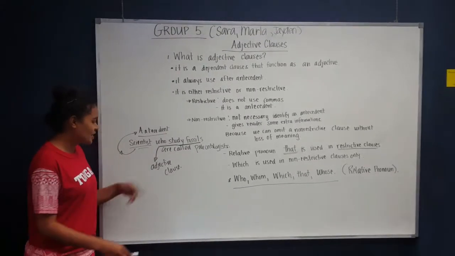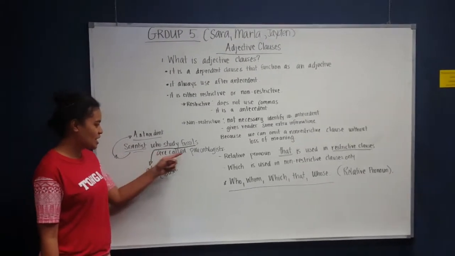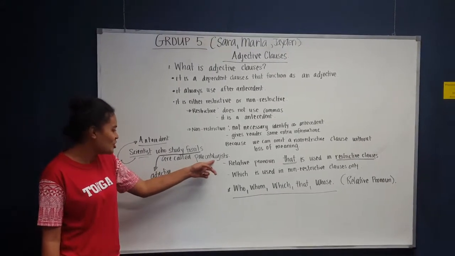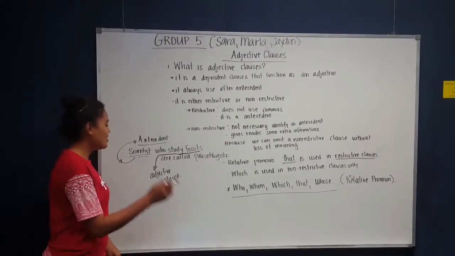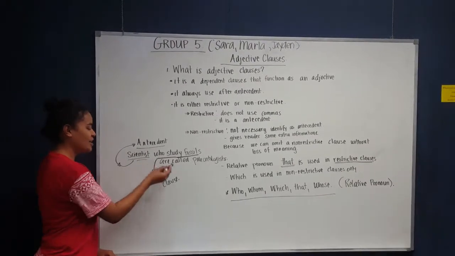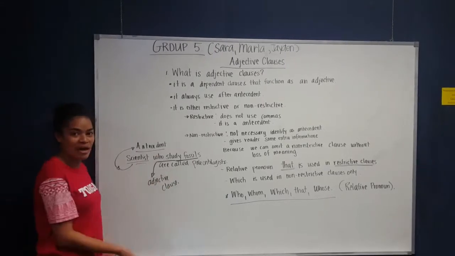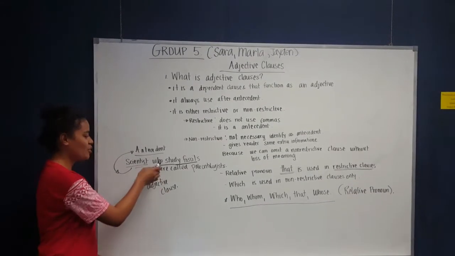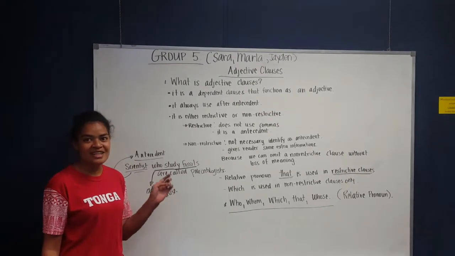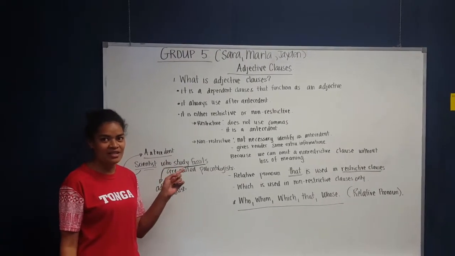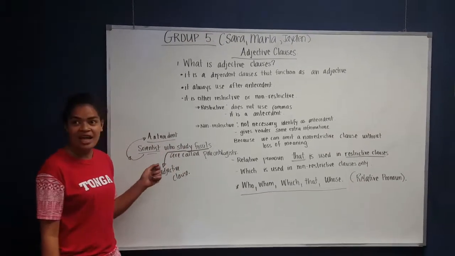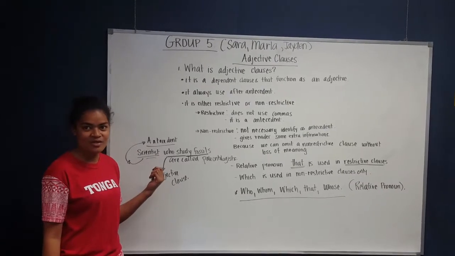For example, scientists who study fossils are called paleontologists. Scientist is the antecedent, and the adjective clause always comes after the antecedent, which is "who study fossils." The antecedent is a noun or noun phrase, and it refers to whatever noun or pronoun an adjective clause modifies.